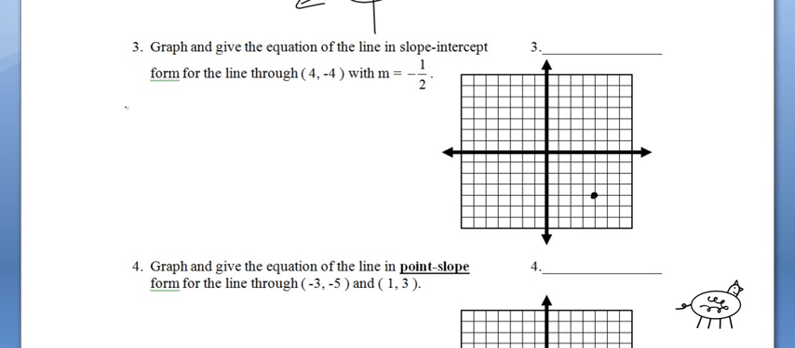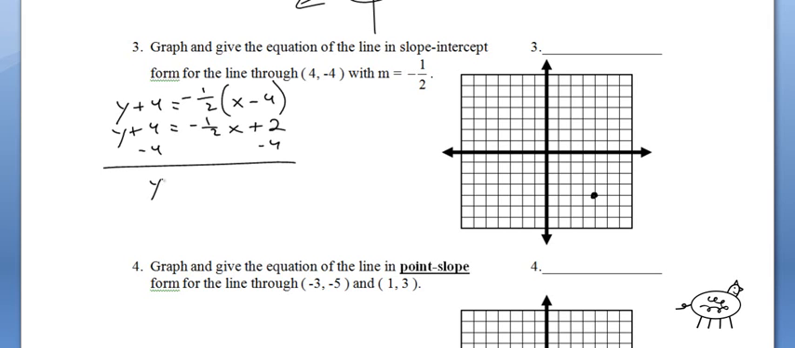Okay, so we're going to do y plus 4, opposite, right, equals negative 1/2 times x minus 4. So you get y plus 4 equals negative 1/2 x plus 2. And subtract 4 from both sides. So y equals negative 1/2 x minus 2. So that's actually my answer. Y equals negative 1/2 x minus 2.